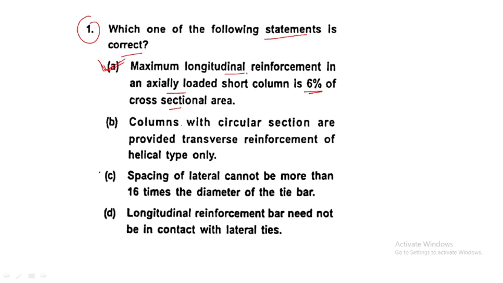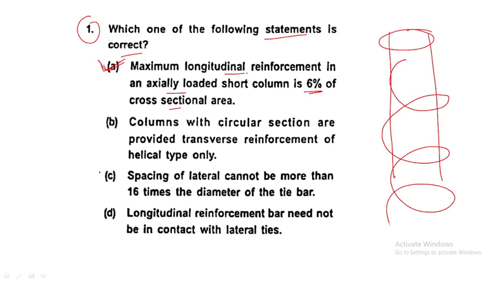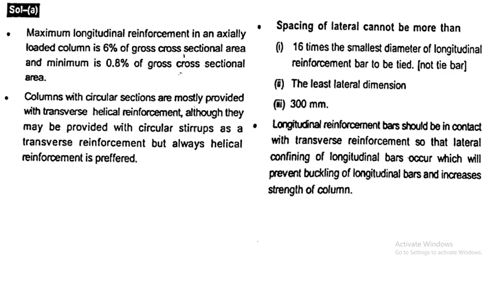First one is correct. Columns with circular section are provided transverse reinforcement of helical type only. No, right? For example, they may provide a ring, or they may provide the helical reinforcement. So both we can apply according to the condition, so this may not be correct. Spacing of lateral ties cannot be more than 16 times the diameter of the bar, and longitudinal reinforcement bar need not be in contact with the lateral ties. Let me see which are correct and which are not.